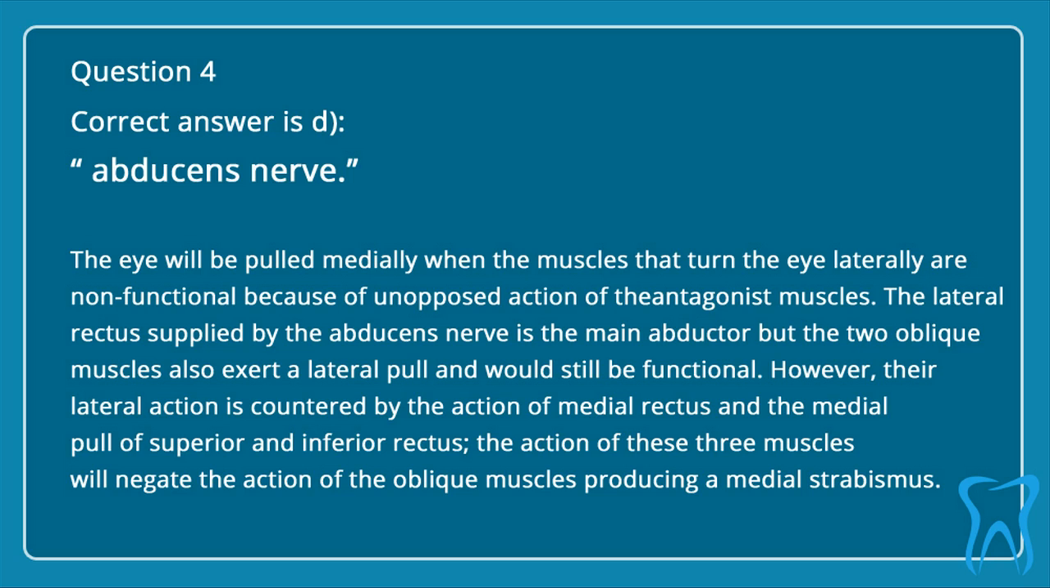The lateral rectus supplied by the abducens nerve is the main abductor, but the two oblique muscles also exert a lateral pull and would still be functional. However, their lateral action is countered by the action of medial rectus and the medial pull of superior and inferior rectus. The action of these three muscles will negate the action of the oblique muscles, producing a medial strabismus.